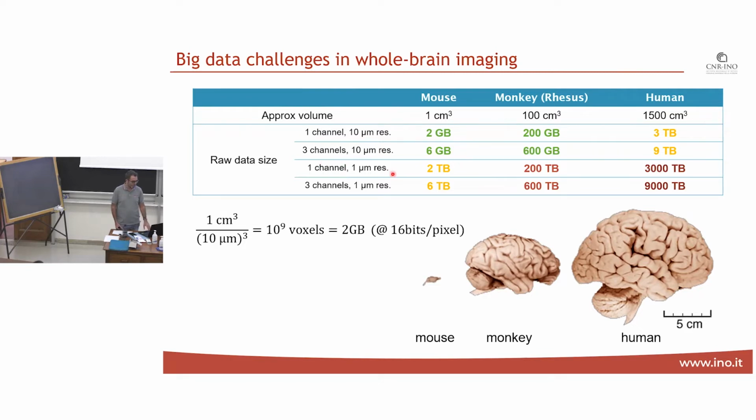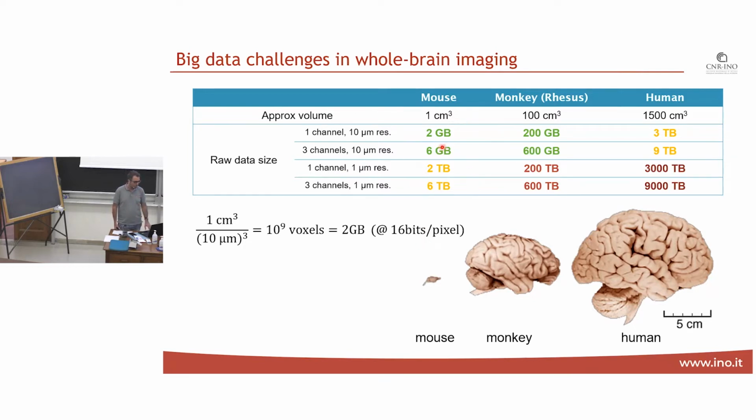Of course, if we go down, if we increase resolution and we have a resolution of 1 micron or even less than that, like we are able to achieve in our lab, of course, everything scales with the volume, so we go to 2 terabytes in size for just one channel. I'm considering a 16-bit pixel, so this is the dynamic range that we have, so 2 bytes per pixel.